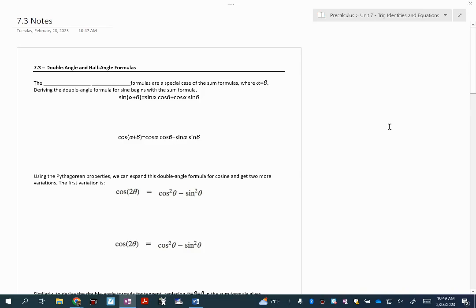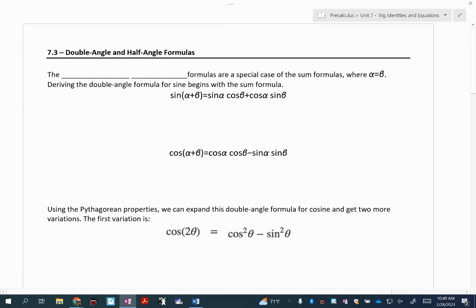In this video, I'm going to go over using the double angle and half angle formulas. So first, for the double angle ones, I'm going to go ahead and derive these from the previous formulas that we did in 7.2, and then use them in a few problems. And then I'm not going to derive the half angle formulas, but I'll show you what they are and how to use them to find the sine or cosine or tangent of angles that are actually cut in half.